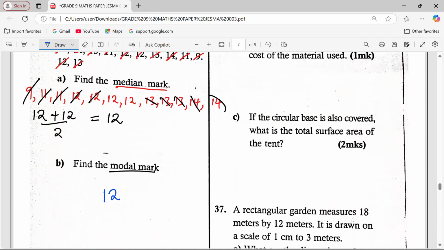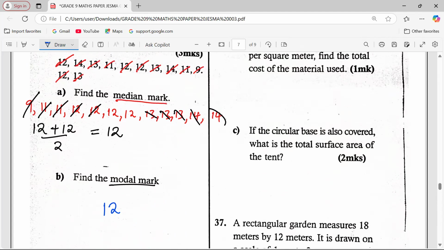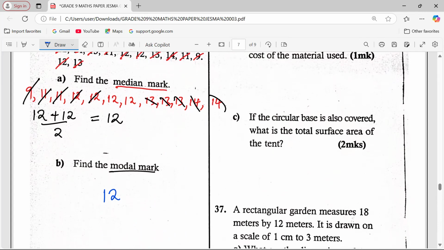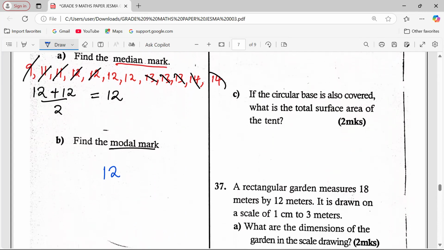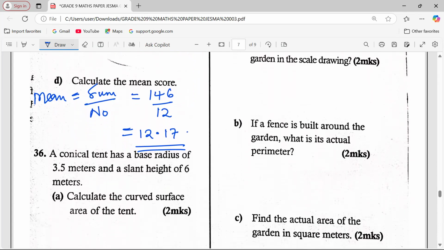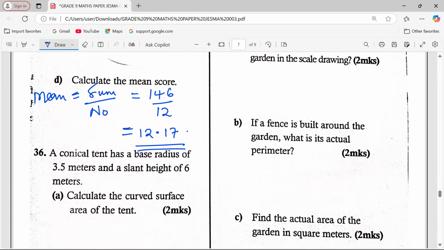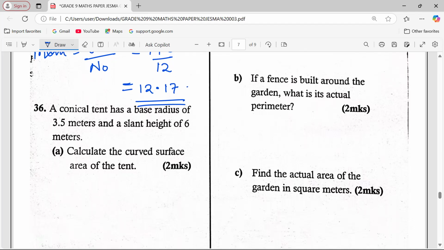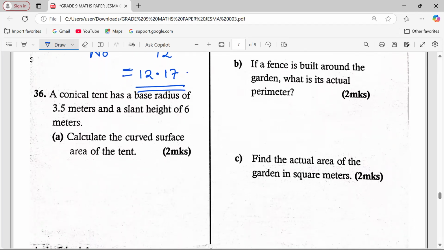We add everything, 9 plus 11 plus 11 plus 12 plus 12 plus 12 plus 12 plus 13 plus 13 plus 13, then plus 14 plus 14. We get 146. Then this has to be divided by 12 to give us 12.17.